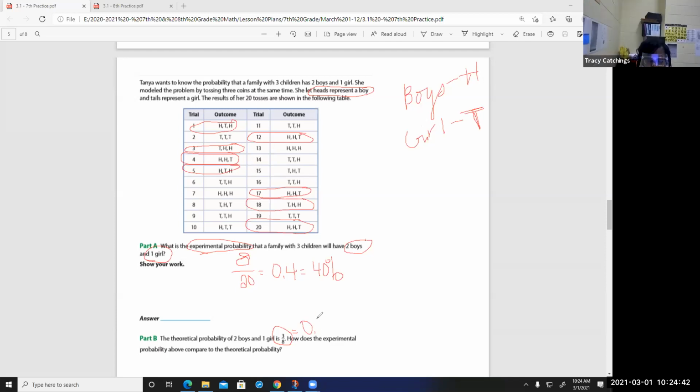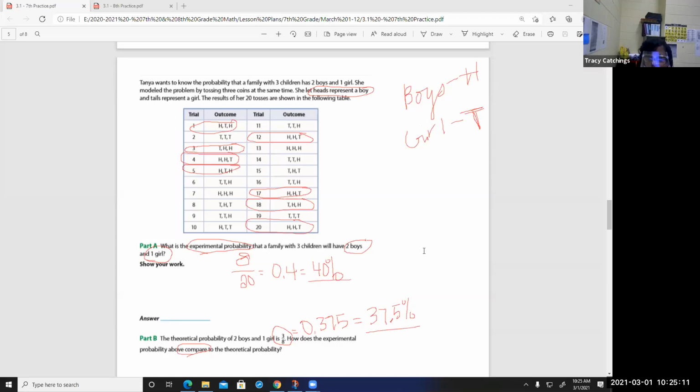0.375. If I shift over 2 times, what do I get? 37.5%. They told us to compare it. So the theoretical probability is 37.5%, and then the experimental was 40%.